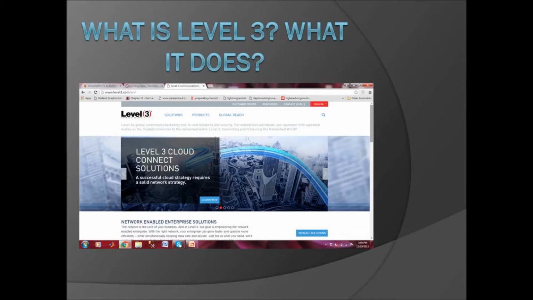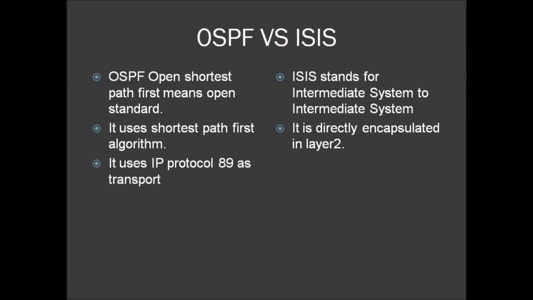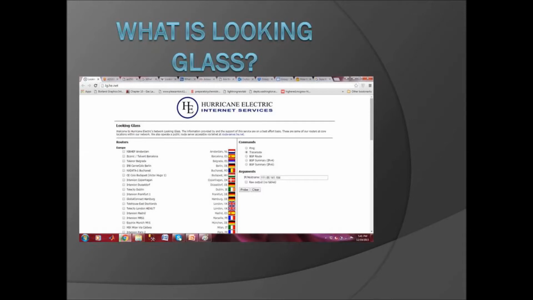Next comes the comparison between OSPF and IS-IS. OSPF, Open Shortest Path First, means open standard. It uses the shortest path first algorithm, whereas IS-IS stands for Intermediate System to Intermediate System. It is directly encapsulated by layer 2. Looking glass servers are computers on the internet running one of a variety of publicly available looking glass software implementations. It is accessed remotely for the purpose of viewing the routing information.